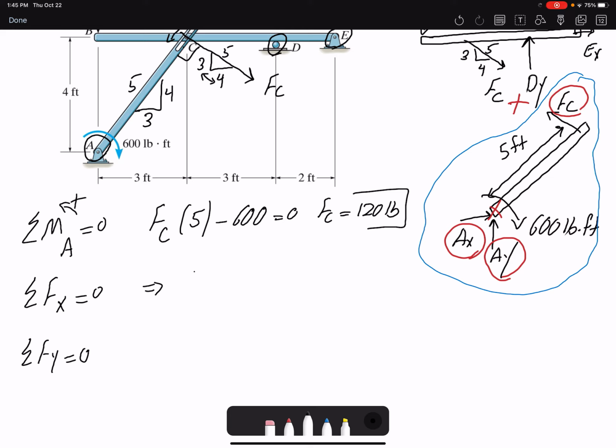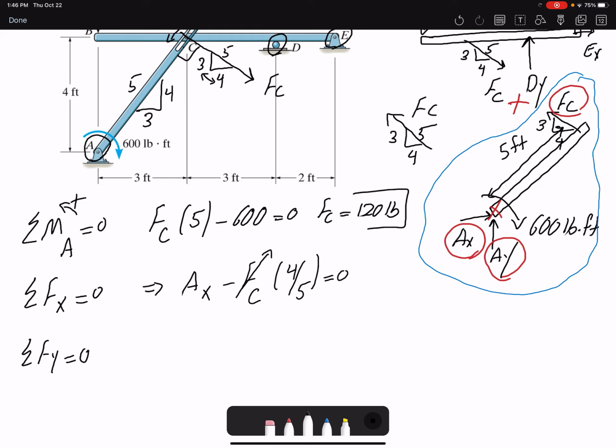So here I have Ax. For FC, I have a 4, 5 triangle. So here would be 4, 5. Or if I draw it here better, it would be 4, 3, 5. So for the component in X direction, I have negative FC times 4/5, plus Ax equals 0. And I know FC is 120. Therefore, I have one unknown. Ax would be 96 pound.